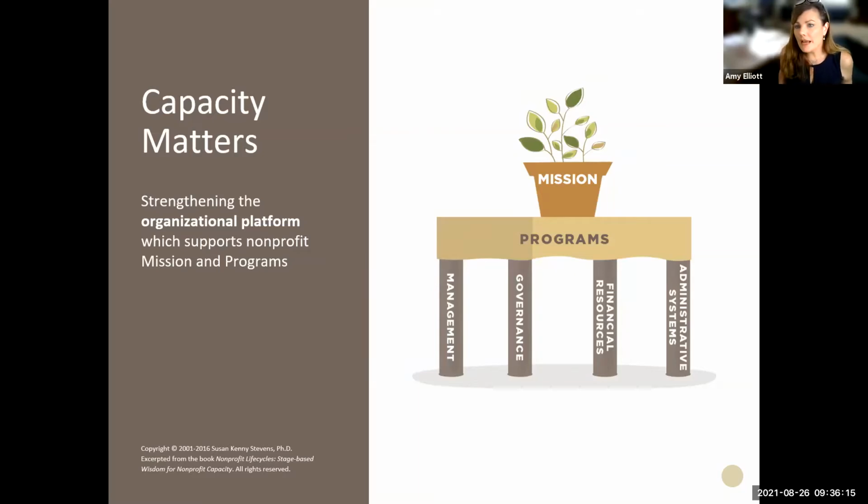So this is what we mean when we say nonprofit capacity, is that you're running a nonprofit that has table legs that support its tabletop in a way that's appropriate to where you are in your life cycle stage. So what's inside of those legs, how big or strong those legs are, that's probably dependent on where you are in your life cycle stage. One of the goals is alignment, right? So that our table isn't lopsided and our mission isn't falling off of one side because we've got a short leg.